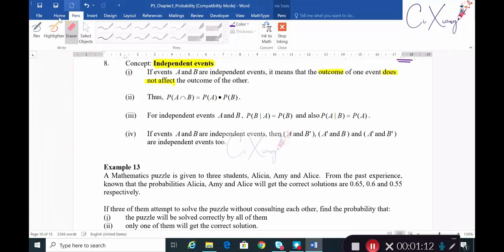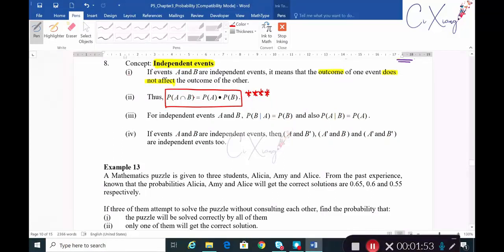Alright, so for independent events, there's one important formula that we will apply very often, which is A intersect B. You write it equals probability of A multiplied with probability of B. Usually I will remind students, if you want to apply this formula, you have to be sure that the events in the question are independent. If the question didn't mention that they are independent, or you're not so sure whether they are independent or not, please don't use this formula.